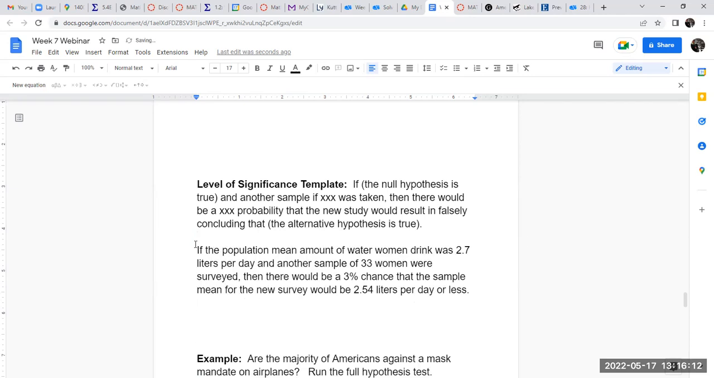So now let's write that out. And I'm going to copy and paste the beginning. It starts the same. If the population mean amount of water women drink was 2.7 liters per day, and another sample of 33 women were surveyed, then there would be a, and now I've got to change the rest.